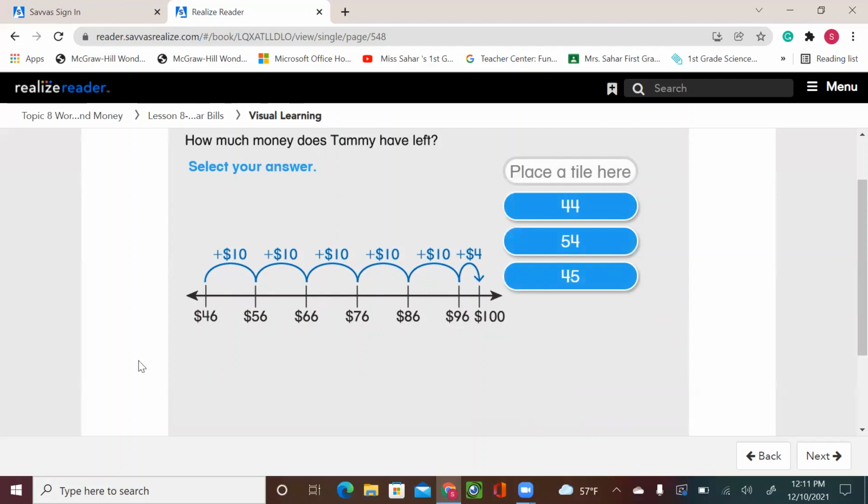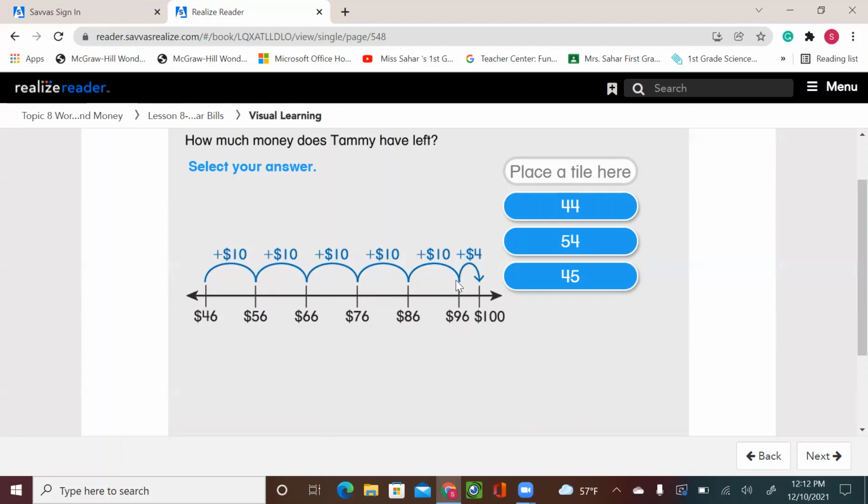All right. So I know that Tammy spent $46 on the two items that she bought, the game and that toy dog. In total, she has $100. So now I'm counting on from the 46 all the way to the $100 that she has. So 46 plus 10, that's 56. Another 10, 66. Another 10, 76. 86, 96. I know from 96 to 100, I need only 4, so $4.